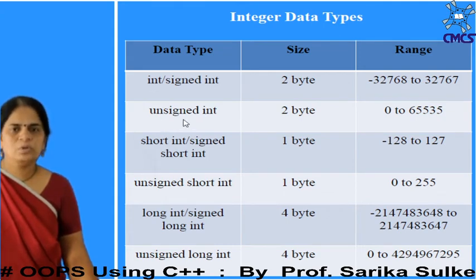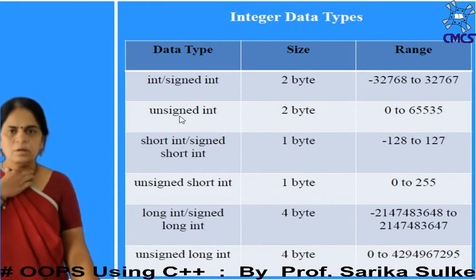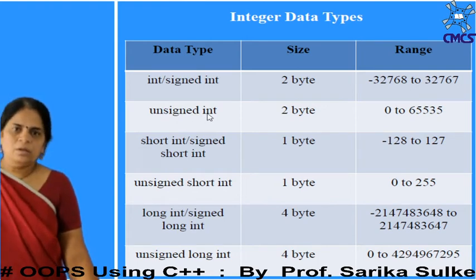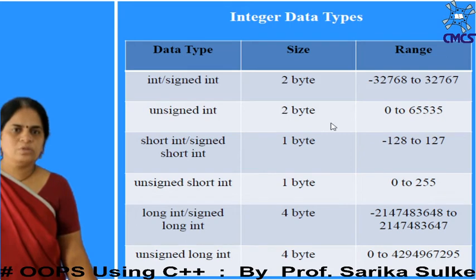So what is the difference between unsigned and signed? Signed means it can contain positive and negative values, but unsigned integer contains only the positive values. It also takes 2 bytes of memory, and there is no range for the negative value. So of course it is only the positive value. Unsigned integer can store only the positive values from 0 to 65535. So this is the int data type.